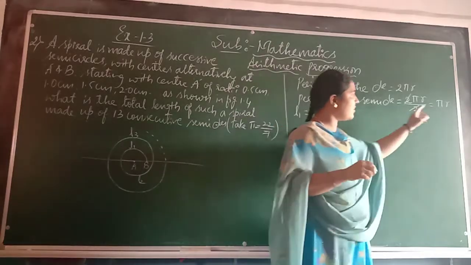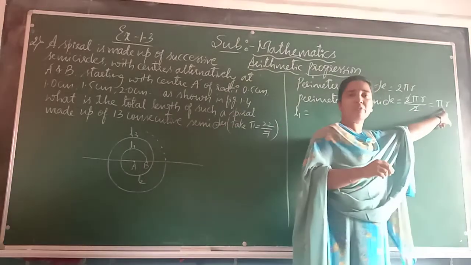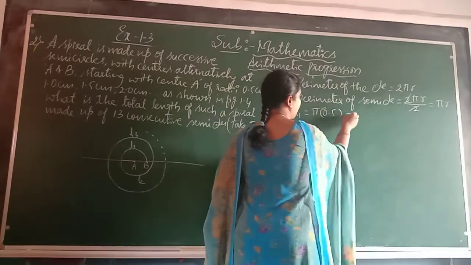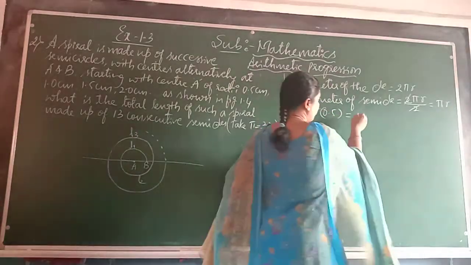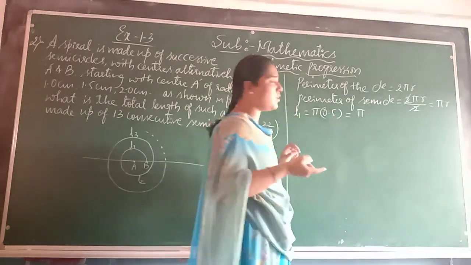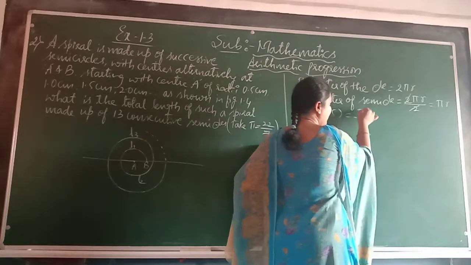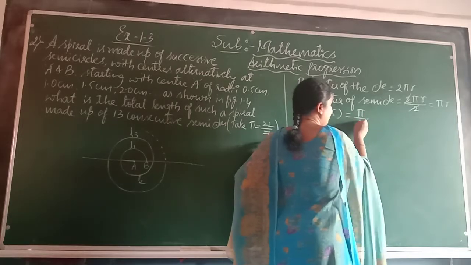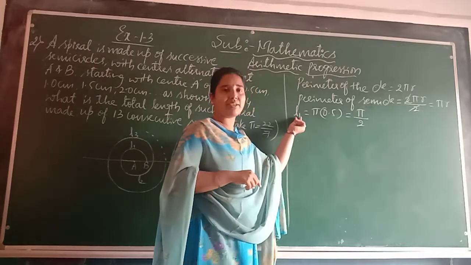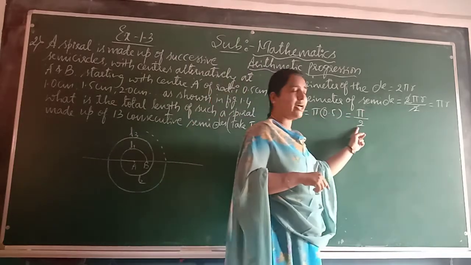That radius we will substitute in this formula. That is pi into 0.5. This is equal to pi into 0.5, which is nothing but 1 by 2. That's why I am writing this as pi divided by 2. Okay. The length of the first semicircle will be pi by 2.